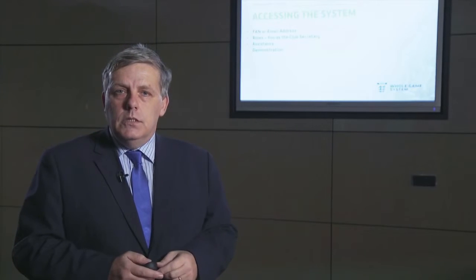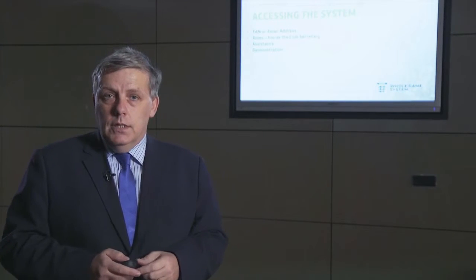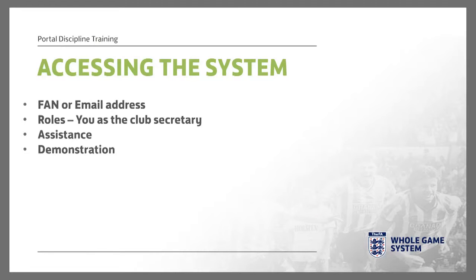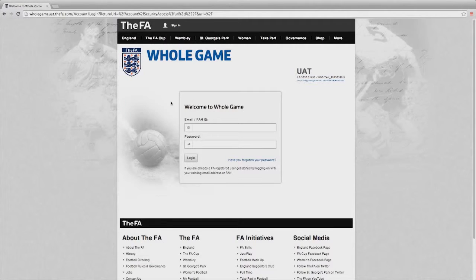So how do you get access to the system? Providing you've got access to the internet, you have access. You will need your FAN or email address, and of course your password. If you've forgotten your password through the FA system, you can get assistance in retrieving it. Once you've entered the whole game URL into your web browser, you will be presented with this login screen.